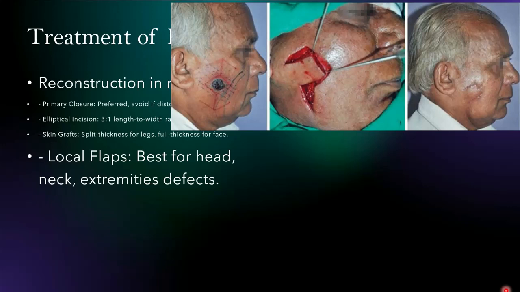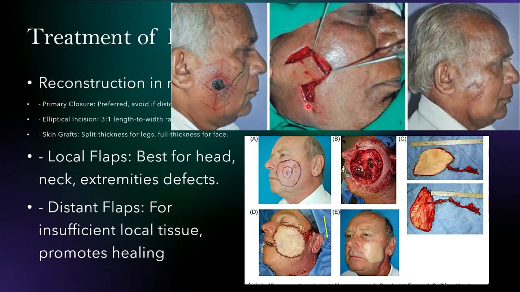Now, sometimes we have to go for local flaps. They are best for head and neck and extremity defects, and local flaps can be used instead of primary closure. You can see a melanoma in the face where a local flap is used. If there is no adequate tissue for local flaps, then sometimes we may have to take a free flap along with its vascularity, along with the vessel, and this vessel can be anastomosed with the local vessel. So these are the different reconstructive options in case of melanoma.